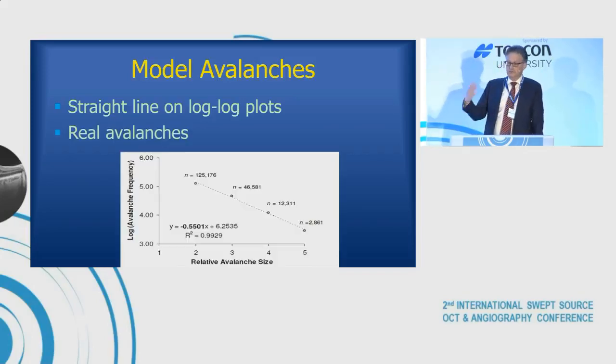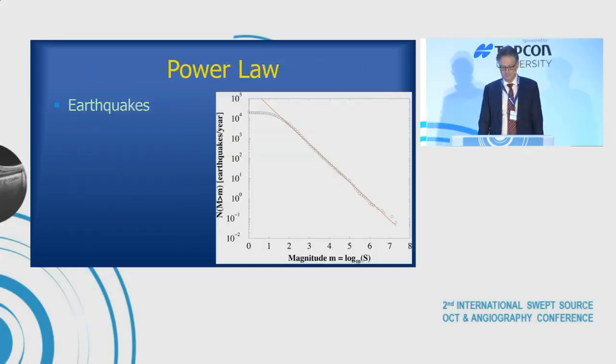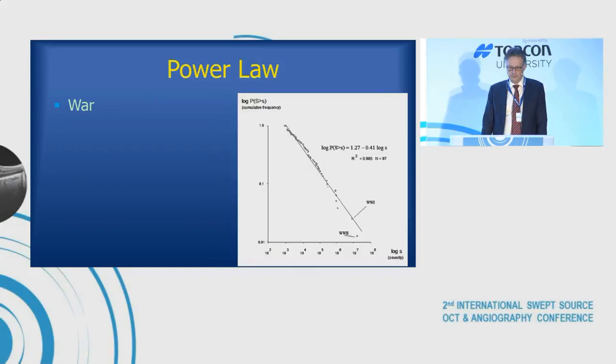So they went to actually look at real avalanches, and you know what? If you look at the log number of avalanches versus their size, it follows exactly a straight line. And when they do make an avalanche, the pattern they make is a fractal in terms of its pattern. If you look at earthquakes, same thing. The magnitude of an earthquake on a log-log plot is related to the log of the number of earthquakes.